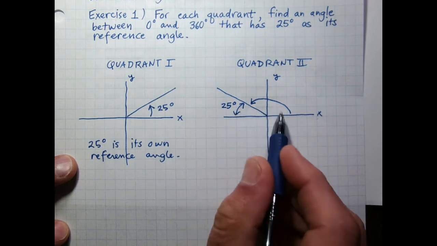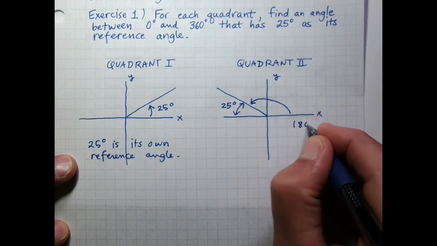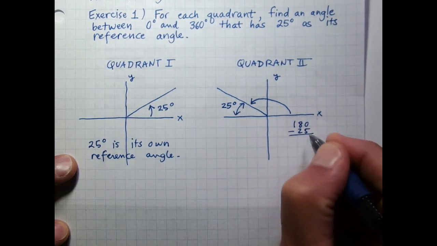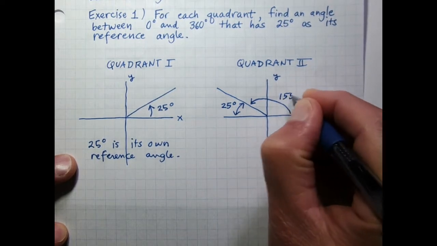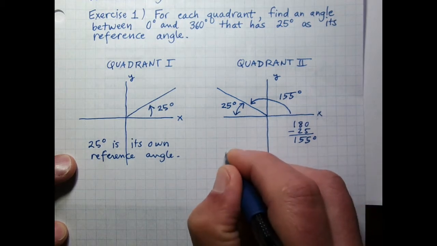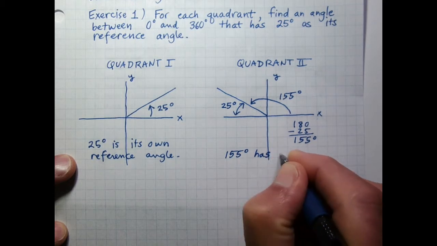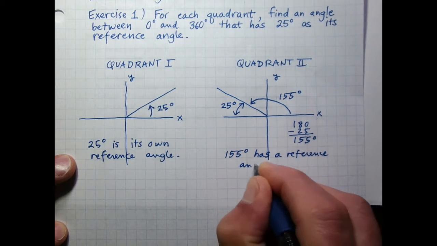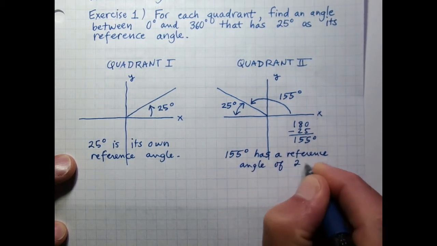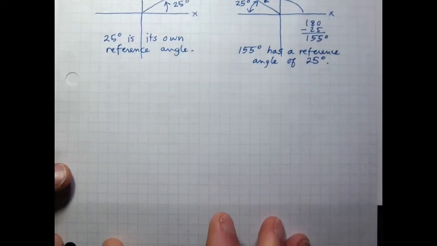And I think you can see from the way I drew this picture that we want to take 180 minus 25 degrees, which I think is 155 degrees. This is a 155 degree angle. And we say that 155 degrees has a reference angle of 25 degrees. Let's go ahead and move on to quadrant 3.